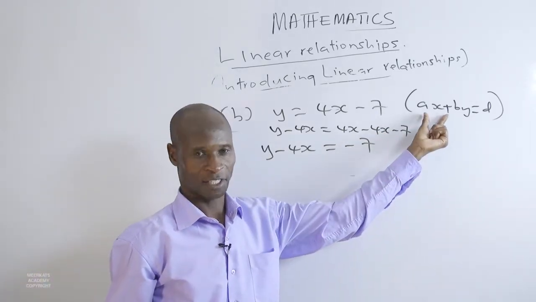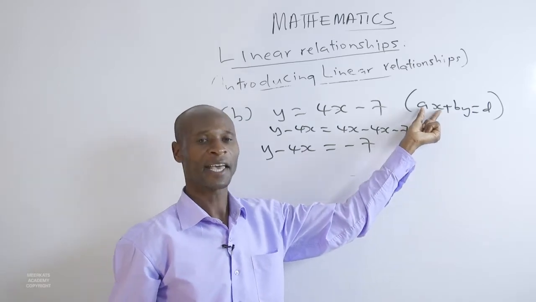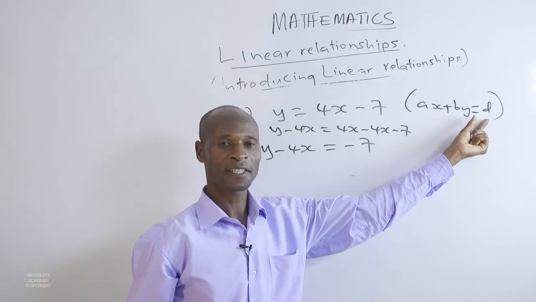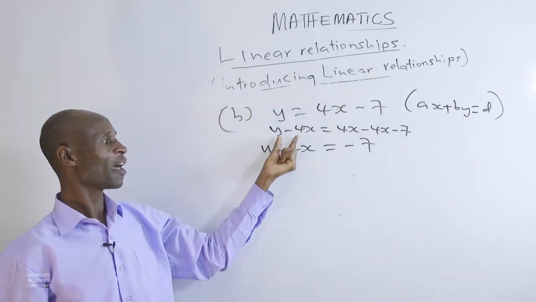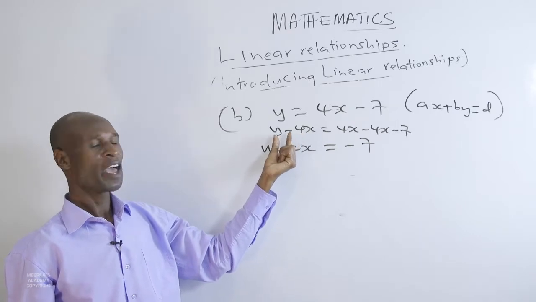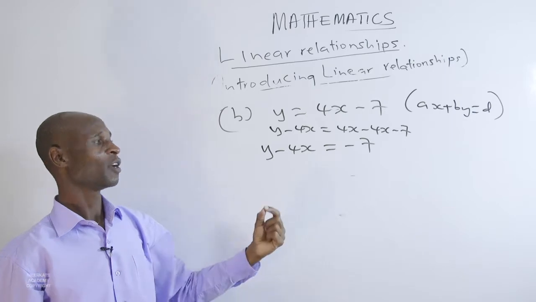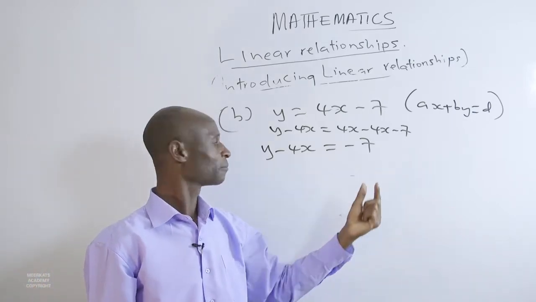Why? Because in the form we want to express our equation, the first term has x, the second term has y, and on the right-hand side of the equal sign, we have a constant. So we need to confirm that and ensure that the variables x and y terms are on the left-hand side, while the constant remains on the right-hand side.